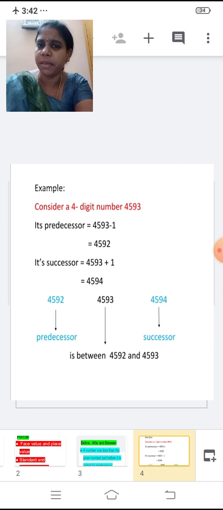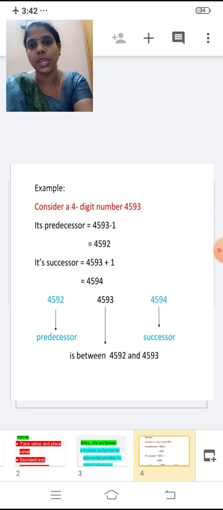Now tell me, what is a between number? The number that comes between two numbers is called a between number, right? So 4593 is in between 4592 and 4594. So you all know how to find the predecessor of a number, right? And the successor also. Shall we see some more examples now?